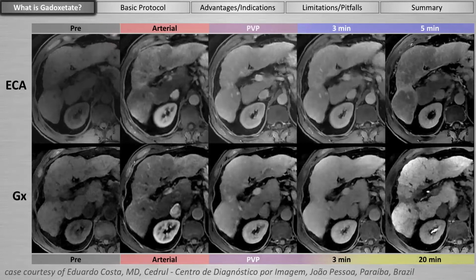Okay, and then this is yet one more example of a cirrhotic liver, extracellular agent, gadoxetate. This particular cirrhotic liver has bands of fibrosis that cause the liver to retract inwards. And notice that these bands of fibrosis are bright with the extracellular agent. Notice that those bands of fibrosis are dark with gadoxetate because those bands of fibrosis are not made of hepatocytes.